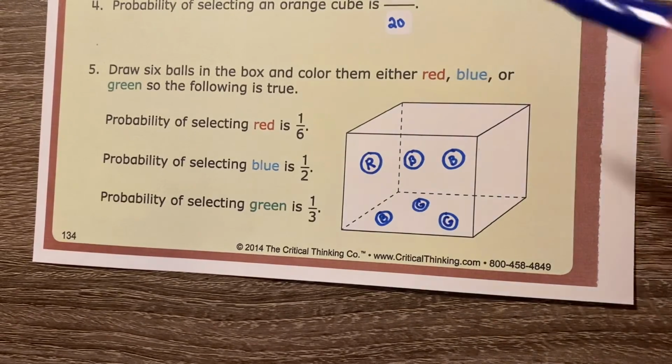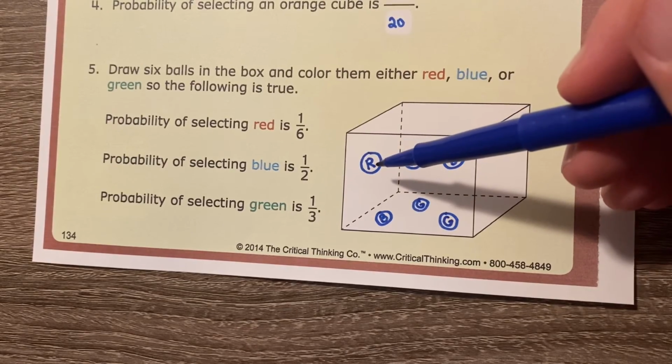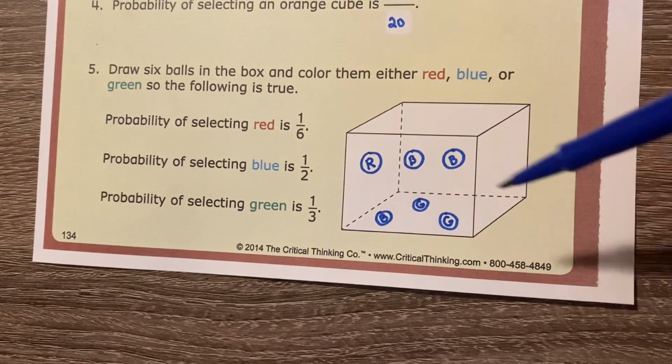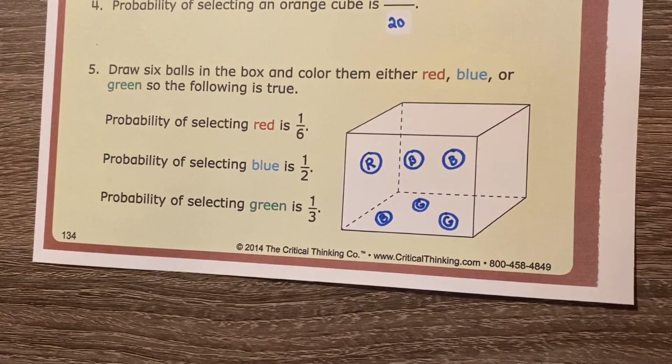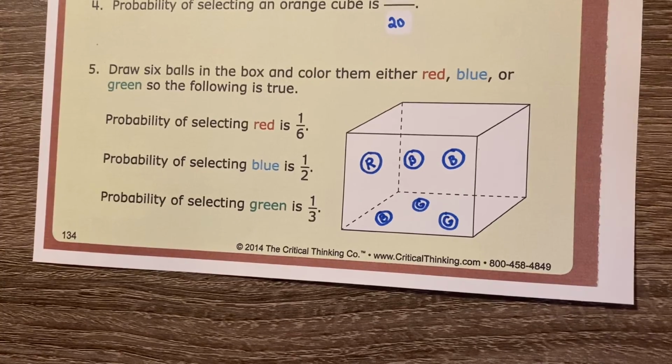So again, if I close my eyes and reach into this box, I'd have a 1 out of 6 chance of grabbing a red one. I'd have a 1 out of 2 chance of grabbing a blue one. And then I'd have a 1 out of 3 chance of grabbing a green one. So go ahead and turn this one in.